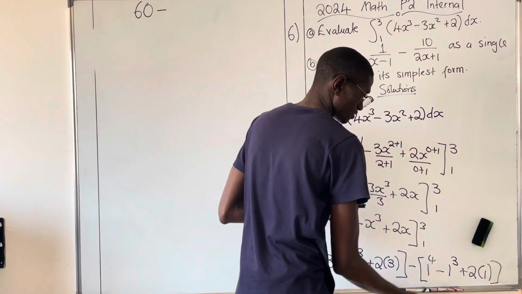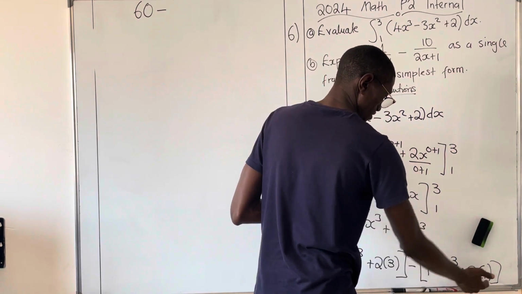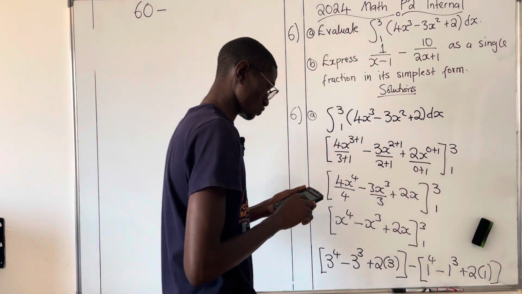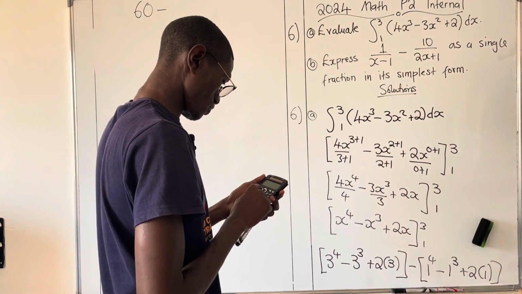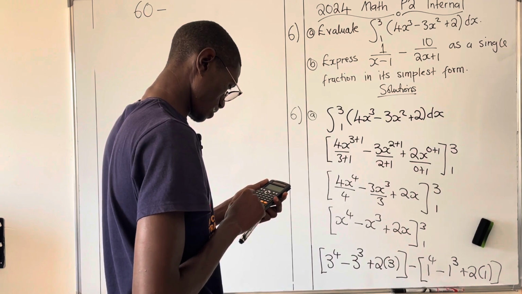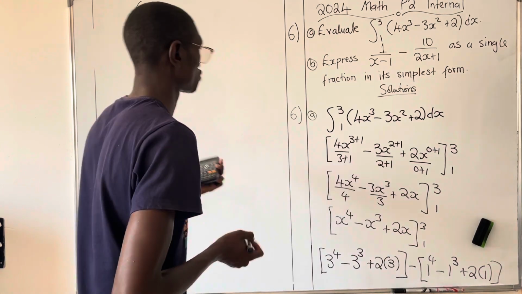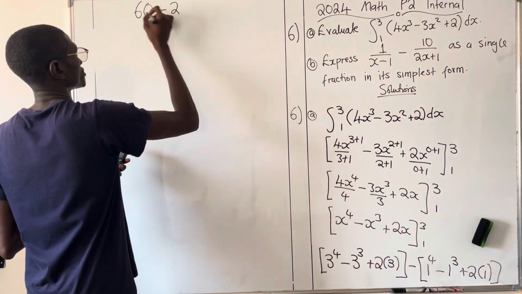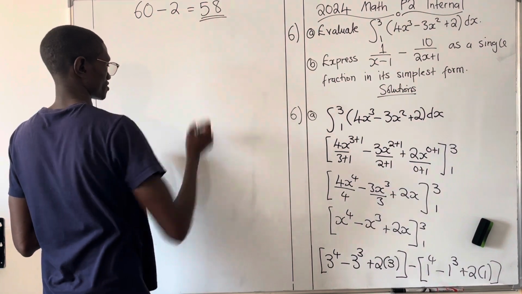This will give us a 1, this will give us negative 1, so 1 minus 1 is 0, 2 plus 2 times 1 is going to be 2. But for confirmation's sake, let's confirm: 1 to the power 4 minus 1 to the power 3 plus 2 in brackets we have a 1, and that gives us a 2. Just as expected. Then we say 60 minus 2 giving us 58 as our final answer.